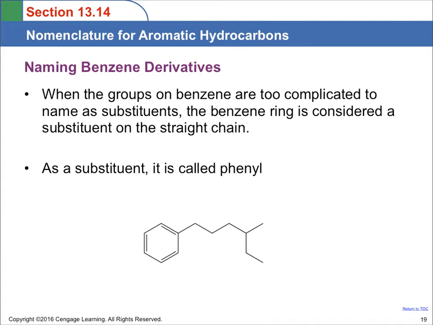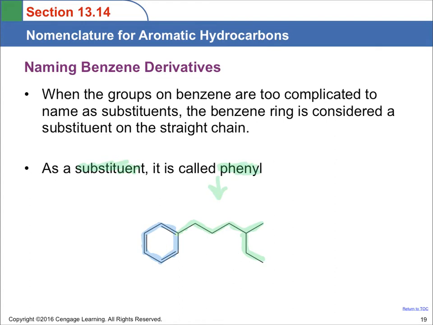Here's another situation where we have benzene as part of our name. But here we have the benzene ring, but the group that's coming off of it is a complicated group. So we can't just call this methyl, ethyl, propyl, our simple chain groups that we've seen before. So when this is the case, what we do is we actually name the chain as the parent molecule, and then the ring is our substituent. And whenever benzene is a substituent, we call it phenyl.